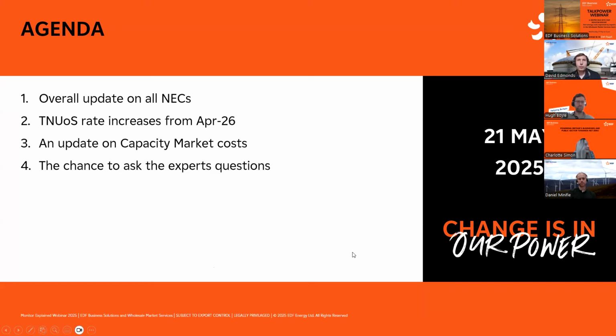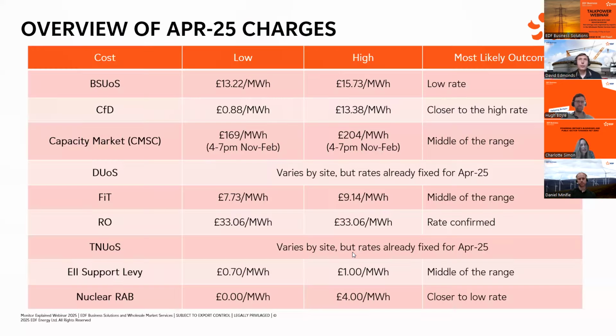So to start with, I'll give an overall update across the main non-energy costs that we see. So if we work through this table line by line and look at BSUoS, the key thing that has changed here since last time is we've decreased our high rate view by quite a bit. The reason for that is we think there's now very little risk of the rate being reopened in summer 2025, which will end at the end of September.